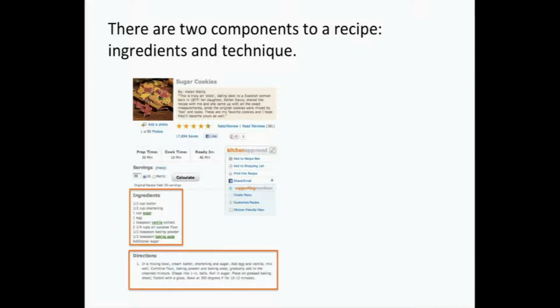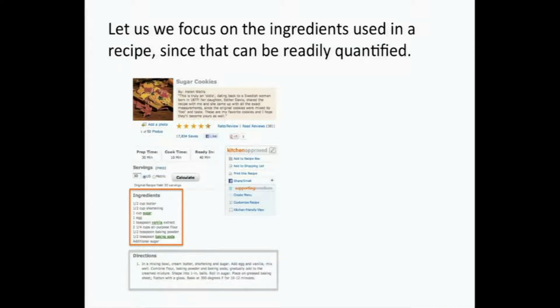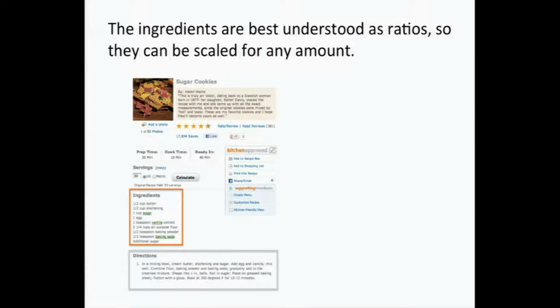And so here's a recipe for sugar cookies. And if you look at any recipe on allrecipes.com, you will notice that there are 2 parts. There are the ingredients and there are the directions. So right now we're only going to focus on the ingredients since this problem is already too hard for me. So now as you all know, the absolute amount of ingredients doesn't matter. All that really matters is the ratio. You might consider the relative amounts of things is all that matters.